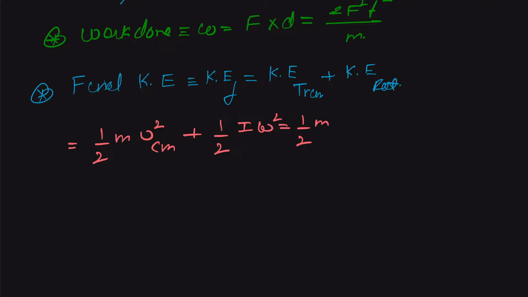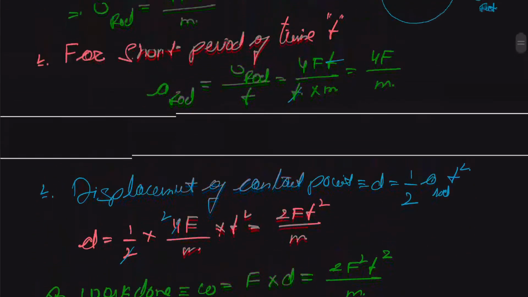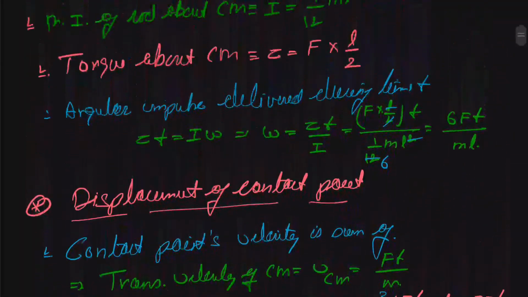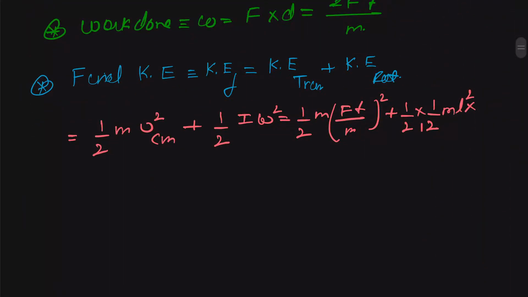This is our half m, velocity we know is Ft upon m, whole squared, plus this comes as half, and the moment of inertia we know is 1/12 ml² times omega, which we calculated as 6Ft/ml. So this comes as our 6Ft/ml, whole squared. And now this is only simple calculation.